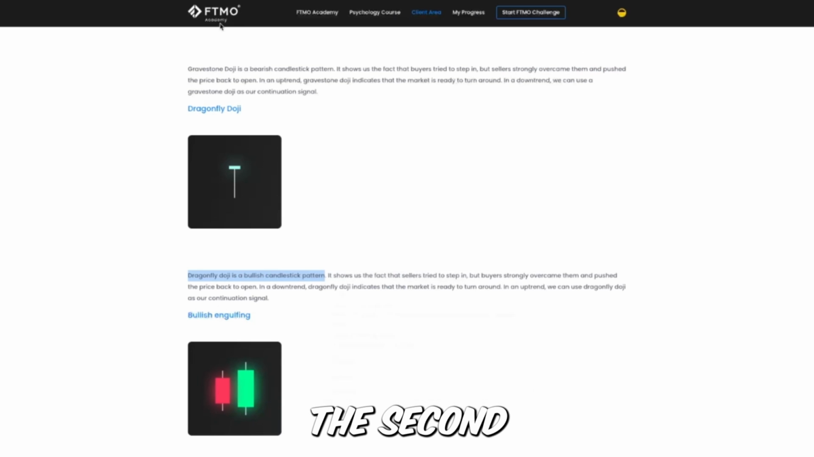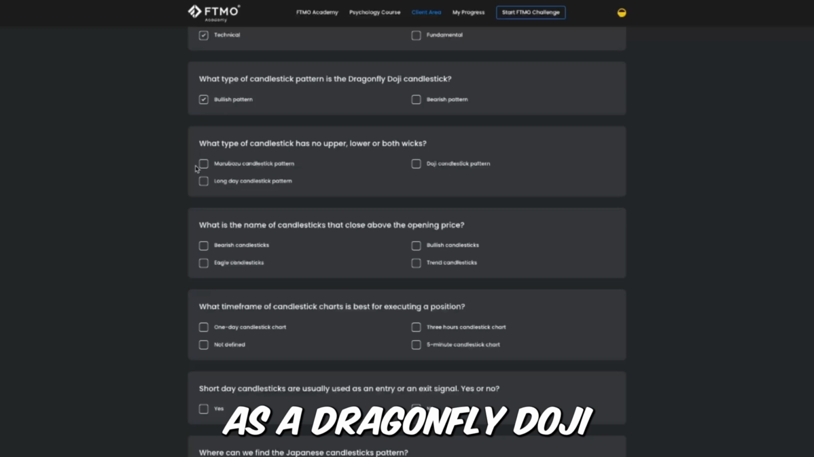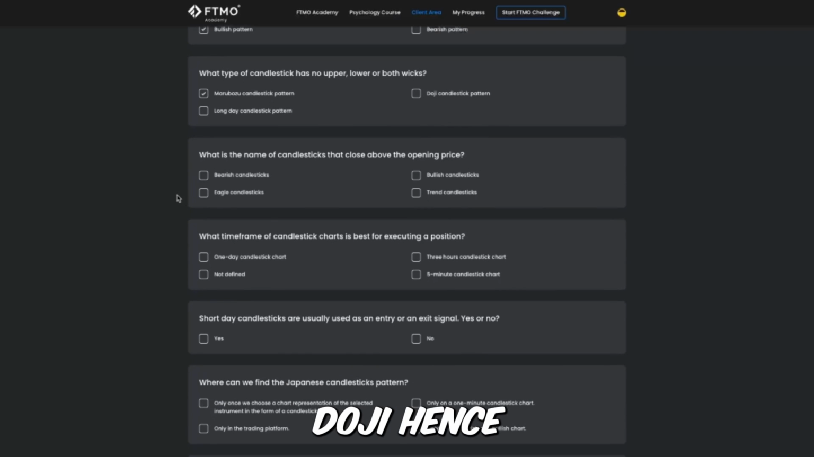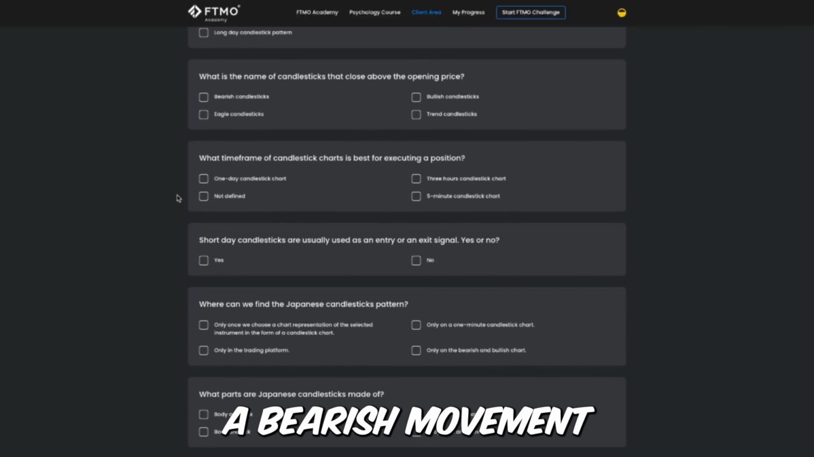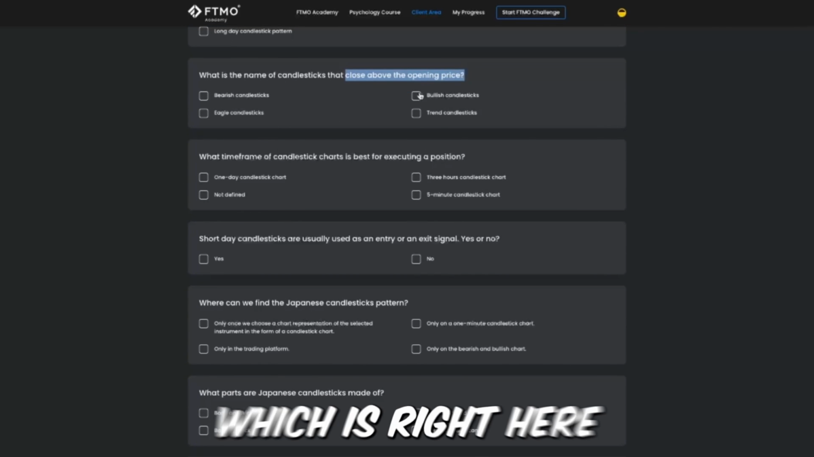The doji candlestick pattern is also very important. Basically, doji means indecision, with a dragonfly doji often symbolizing a bullish reversal, whilst a gravestone doji hints at a bearish movement. And don't forget the long-legged doji either, which dramatically reveals market hesitation, which is right here.